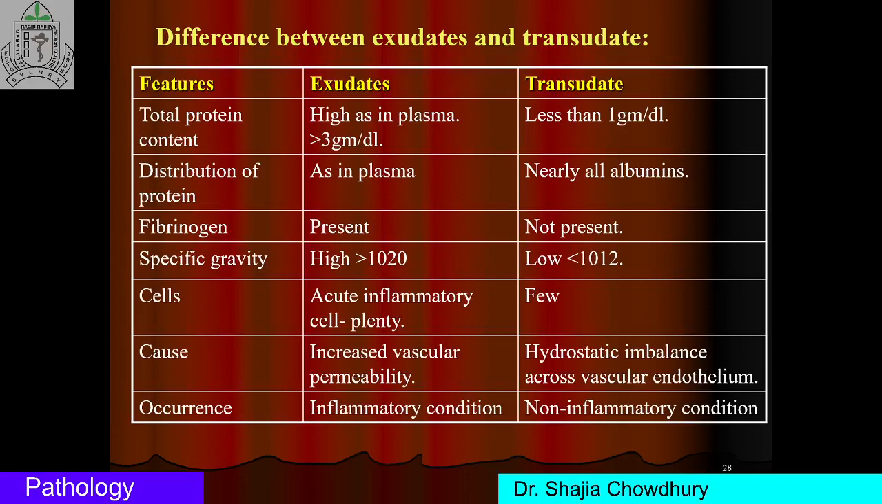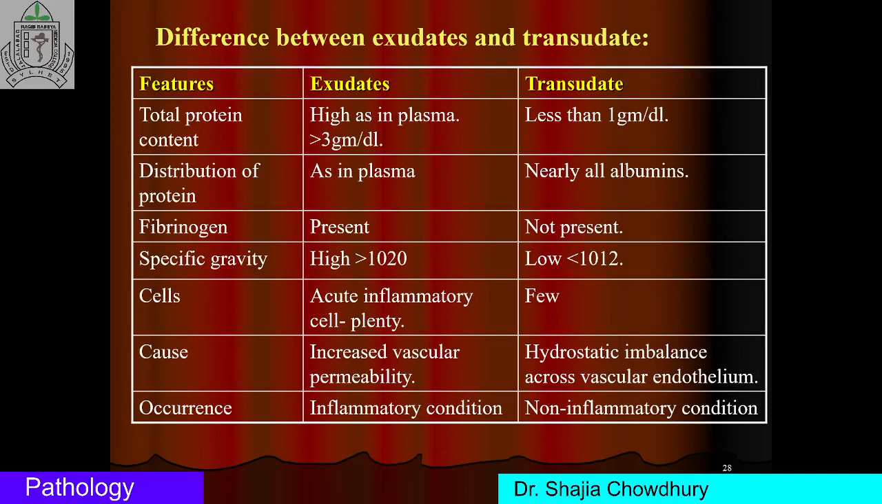Now, what are the differences between exudate and transudate? This is an important written question, also a viva question. The first difference is protein content. We know that exudate has a high protein content, more than 3 grams per deciliter, and transudate has a low protein content, less than 1 gram per deciliter.